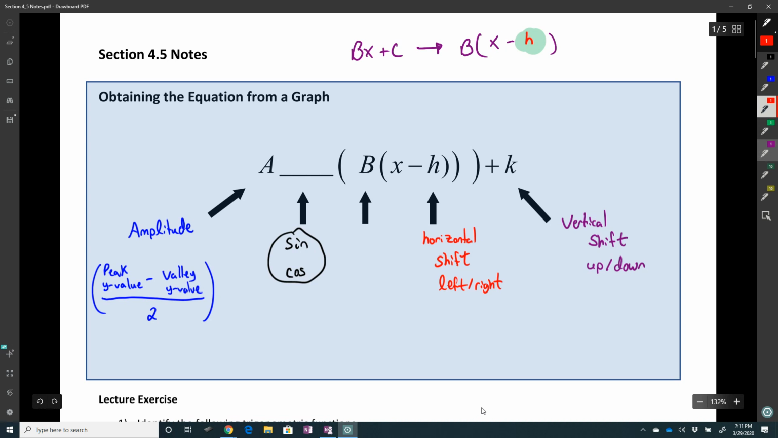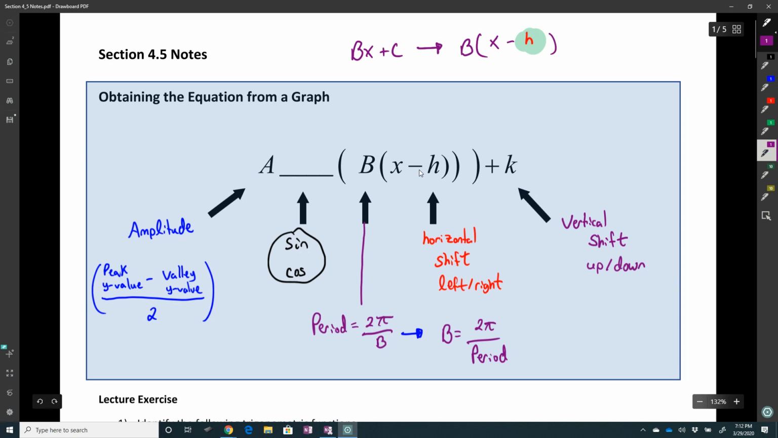Now, B, this is the period. So remember the formula that this comes from: the period is 2 pi over b. So if you solve for b, I'm just going to do it in one step, you end up with b equal to 2 pi over the period. So if you look at your equation and you can see what the period is, you do 2 pi divided by that, and that gives you the b. And so we're going to combine all these ideas and see if we can create our equation.